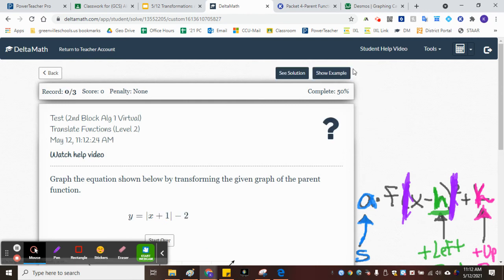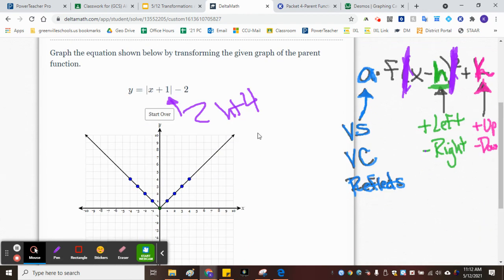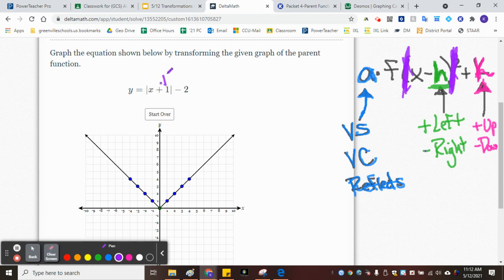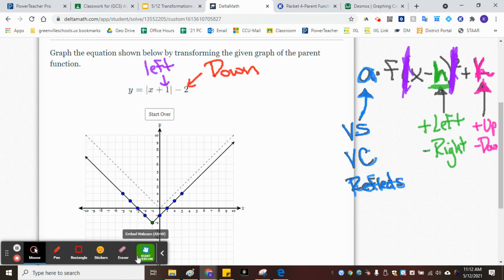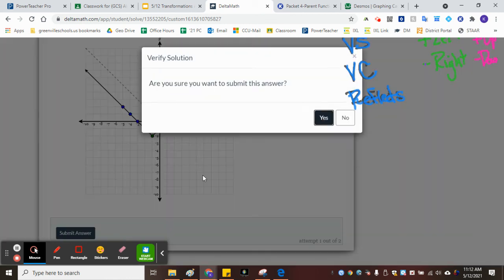All right, let's go to the next section. Now there's 2 transformations in each. So inside, positive is opposite. So positive is left. So I'm going to move it left 1. Outside's up and down. Negative is down. So left 1, down 2.